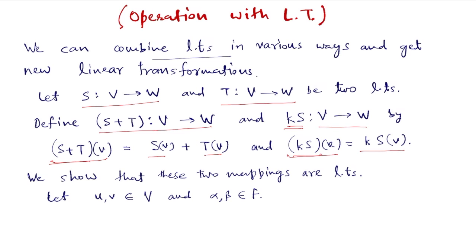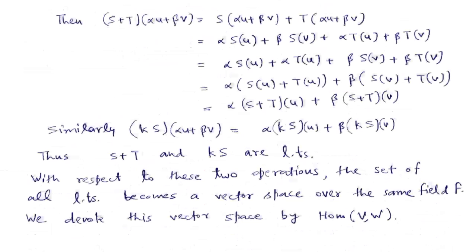So for this, take two vectors u and v in V and two scalars alpha and beta. Then (S plus T) of alpha u plus beta v is equal to S of alpha u plus beta v plus T of alpha u plus beta v. Now because S is a linear transformation, we can write this one as alpha times S u plus beta times S v, and similarly this is equal to alpha times T u plus beta times T v.